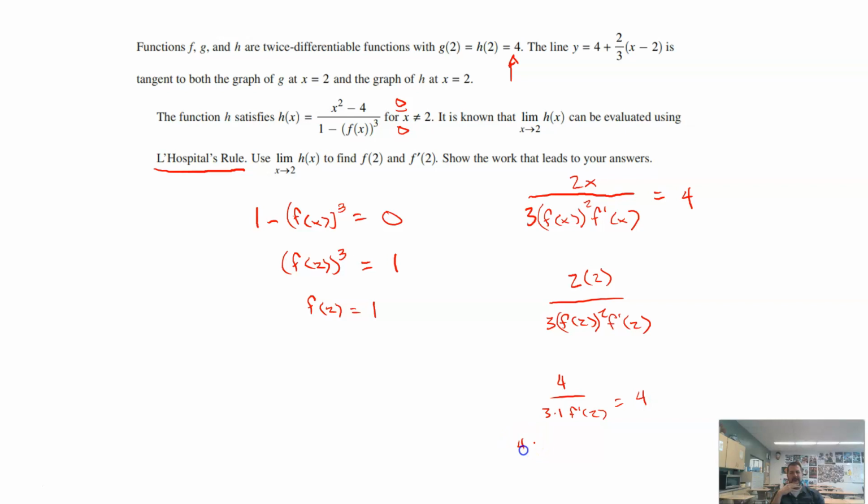So what I have here is 4/3 is equal to, if I multiply f prime of 2 over, I get 4 times f prime of 2. I divide by 4, and I get 1/3, so f prime of 2 is equal to 1/3.